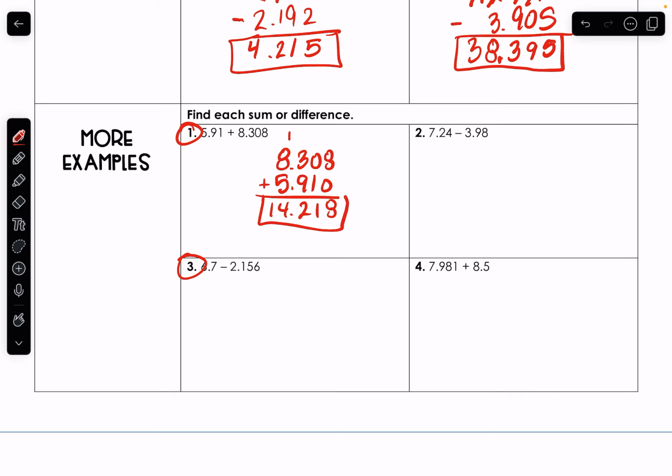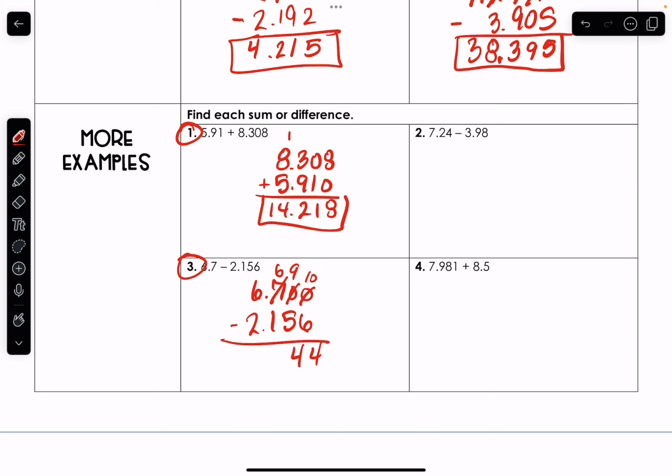Moving my way down to this next subtraction problem, 6 and 7 tenths minus 2 and 156 thousandths. And we're going to add our 2 zeros, and we'll do our regrouping at once. So 6, 9, and this becomes 10 because we know we're going to borrow. 10 minus 6 is 4. 9 minus 5 is 4. 6 minus 1 is 5. 6 minus 2 is 4. So I have 4 and 544 thousandths.